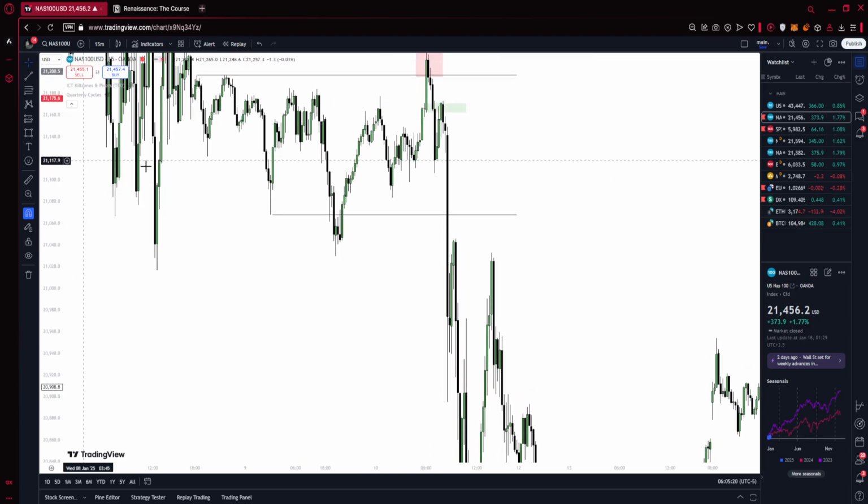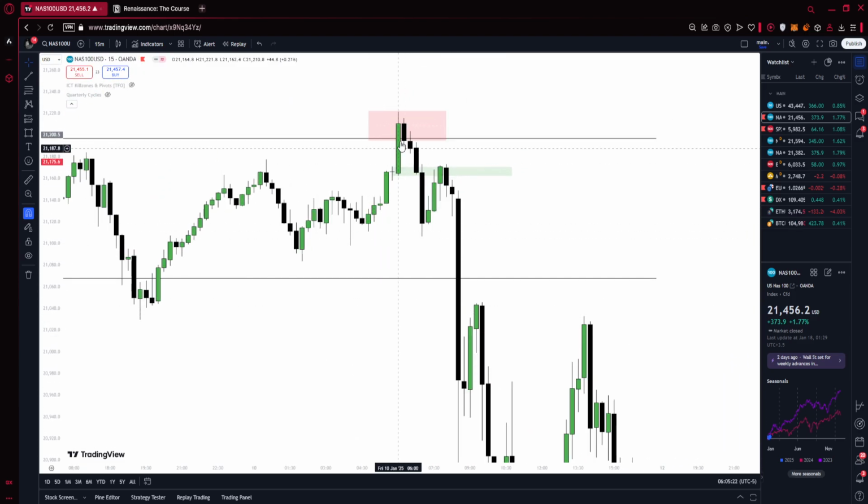Displaces. Let's zoom in on the displacement here. We have a fair value gap here. Gets completely broken. We have this low here. We close below almost. Retracement here. Nuke lower. You missed this move? Did you miss this? That's completely fine.